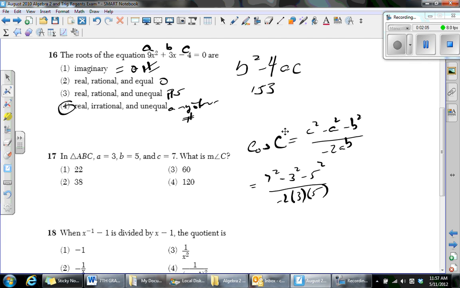Make sure that since this is cosine, we want the angle, we're going to do the inverse function, and we end up with 120. And we're done. Alright, next one.